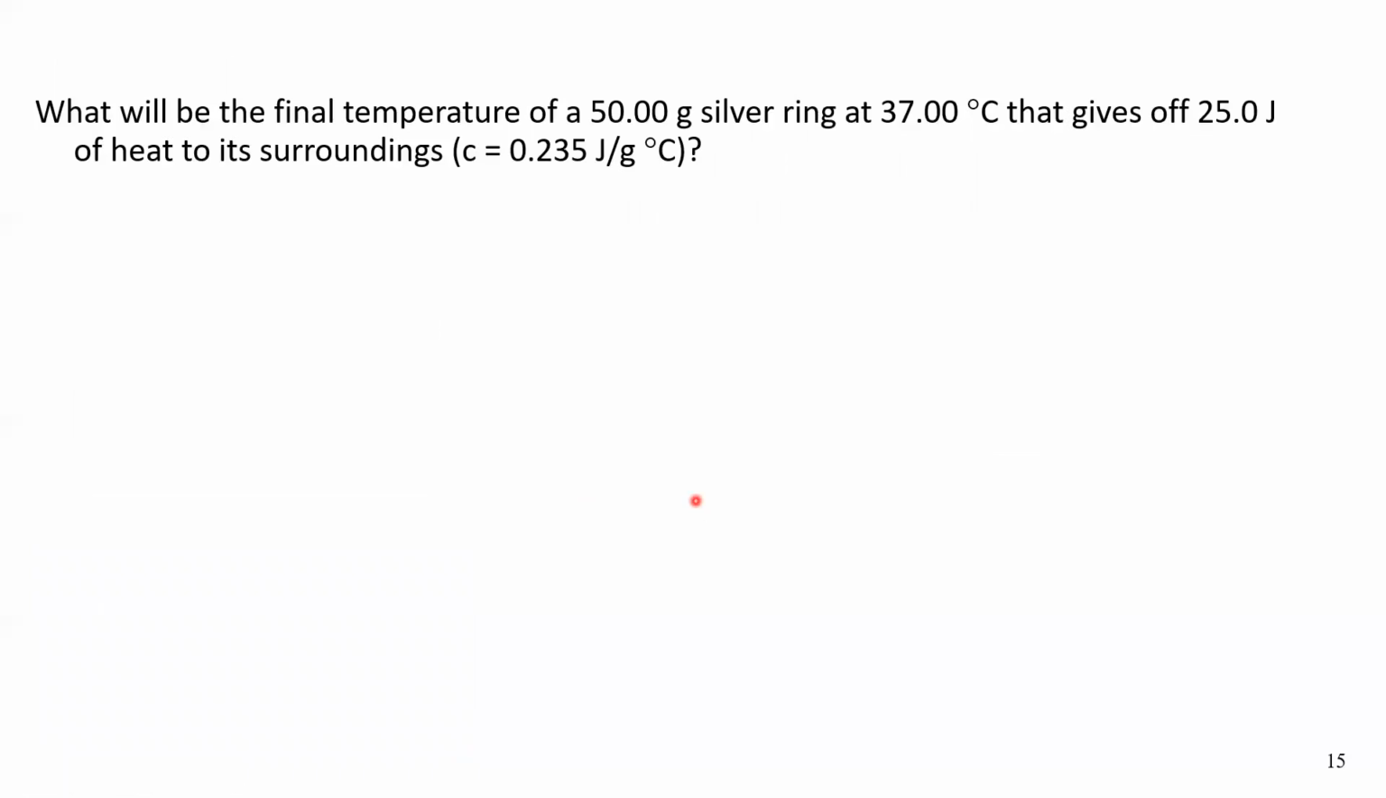So here's another question, same concept, but we're going to calculate a different variable. There is going to be a little bit of algebra involved in the problem. It says, what will be the final temperature of a 50.00 gram silver ring at 37.00 degrees Celsius that gives off 25.0 joules of heat to the surroundings. And it gives us the specific heat for silver. We could look it up on a table, but it's given to us in the question: 0.235 joules per gram degree Celsius.